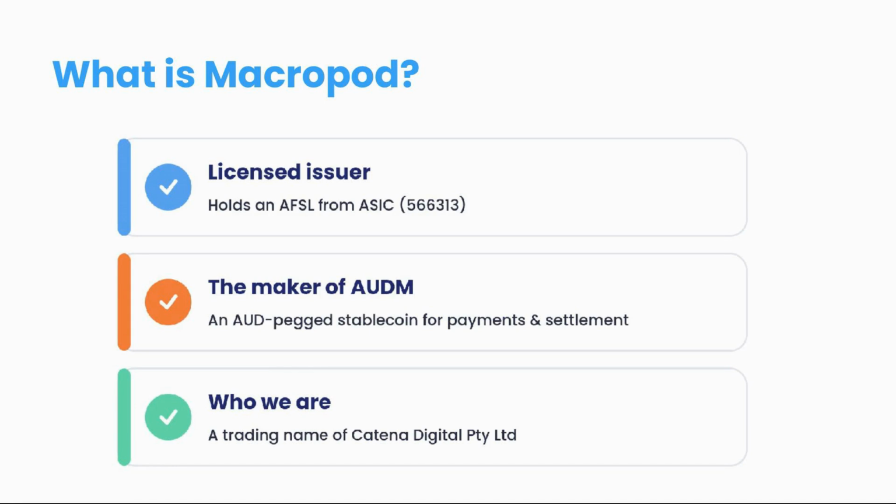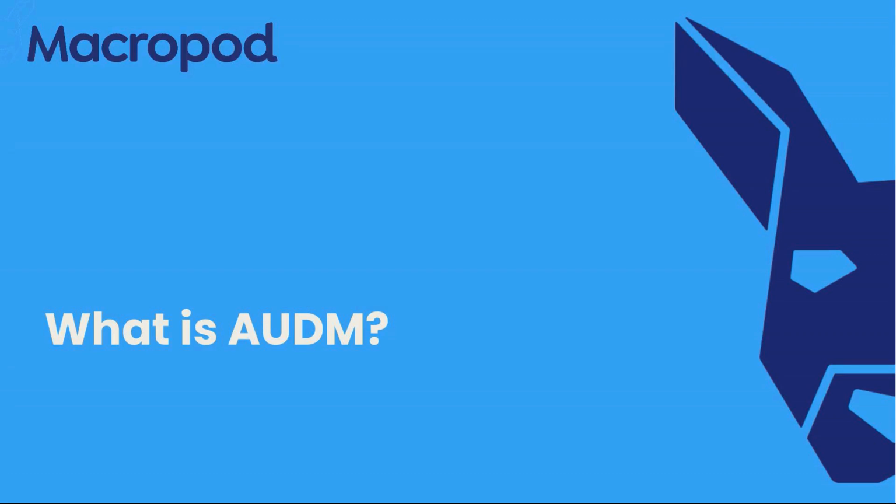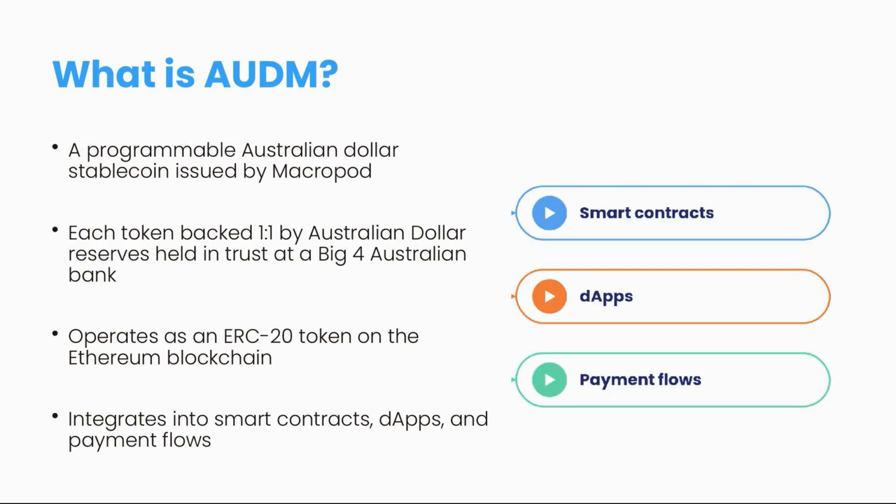So what is AUDM? AUDM is a programmable Australian dollar stablecoin issued by Macropod, pegged 1-to-1 to Australian dollar reserves held in trust at a Big Four Australian bank. It operates as an ERC20 token on the Ethereum blockchain, which means it can plug directly into smart contracts, decentralized apps, and payment flows of all kinds. Think of it as the Australian dollar, but programmable, on-chain, and built for the digital economy. For example, parking your cash between digital payments or using it as infrastructure for tokenized markets.